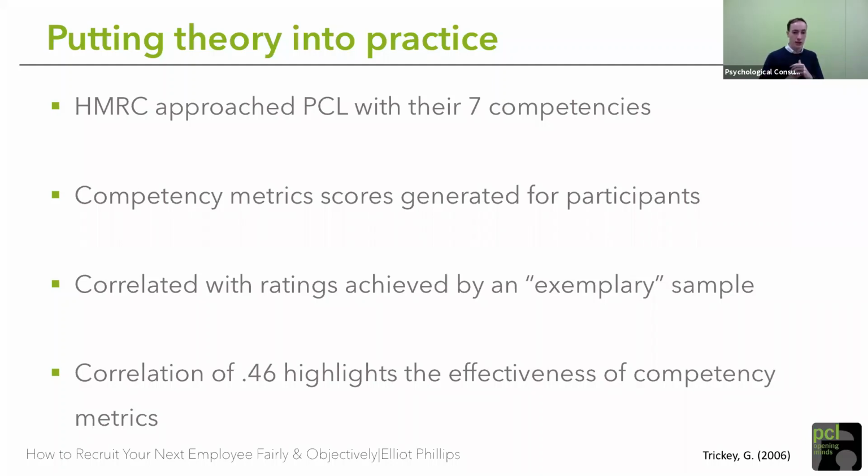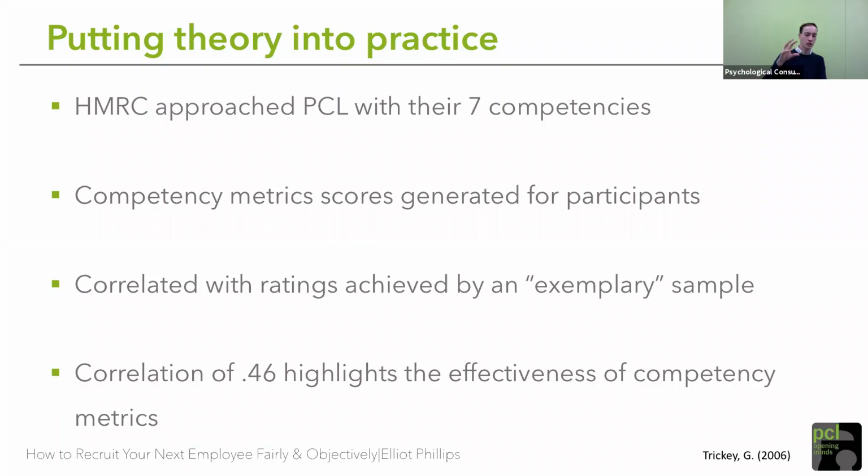Several years ago, HMRC approached PCL with 7 competencies that they were using. And so they would use personality profiling, but also have it again be in that digestible format. So we use competency metric scores to generate a fit score per participant. And there was a big sample of over 800 people. And within that massive sample, HMRC also picked out a select few people. And they said, well, these are the people that we see as just being exemplary. Like they really sort of are what we expect to see of people that carry out these competencies to the max.